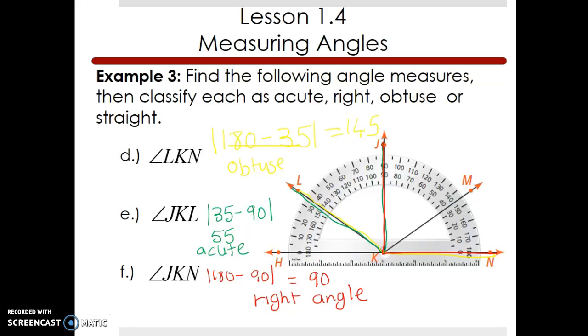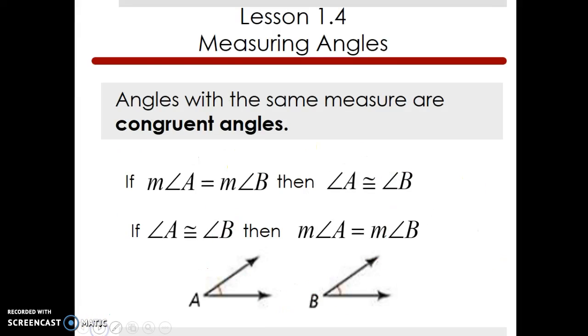All right. Angles with the same measures are congruent angles. So we did the congruent segments, same thing with congruent angles. If you have the same measurements, it's going to be congruent. So if it's equal, it's congruent. If it's congruent, the measure is going to be equal.